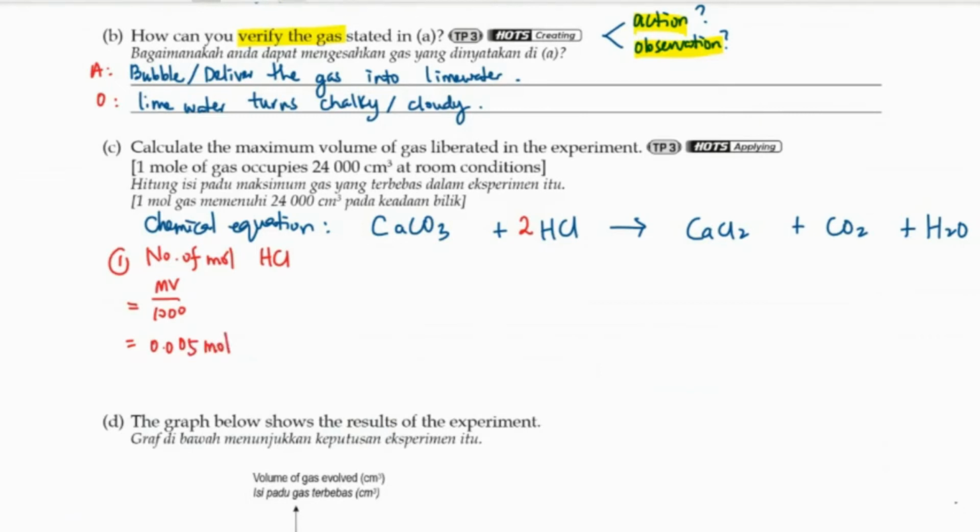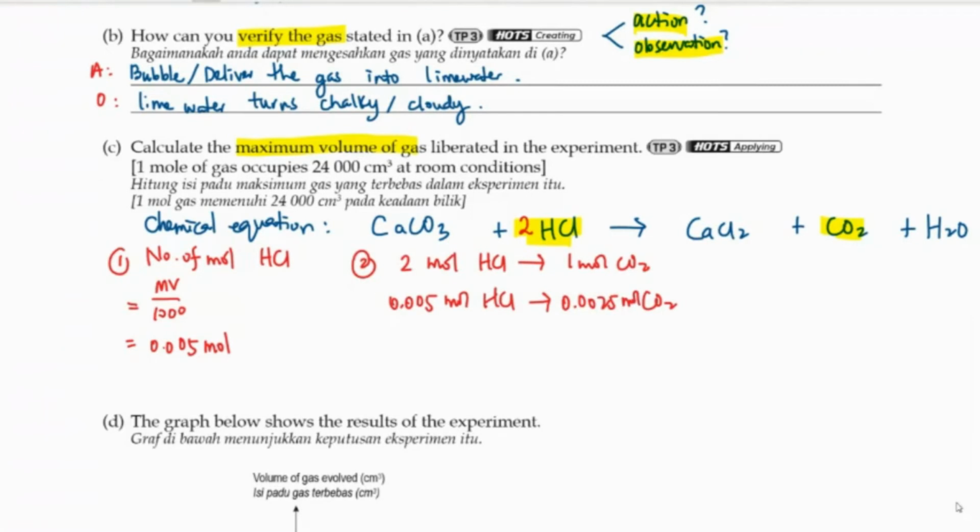Now the question asks you to compare with the volume of gas, right? So you calculate for this one, and you compare these two. So step number 2, mole ratio. 2 moles of hydrochloric acid produce 1 mole of carbon dioxide. If 0.005 mol, how many moles for the carbon dioxide? 2 to 1 means half, right? 0.0025 moles. Don't use the other mole, this one is for hydrochloric acid.